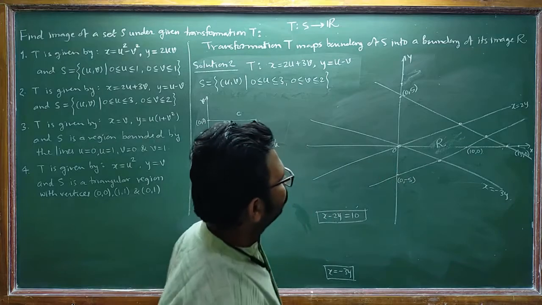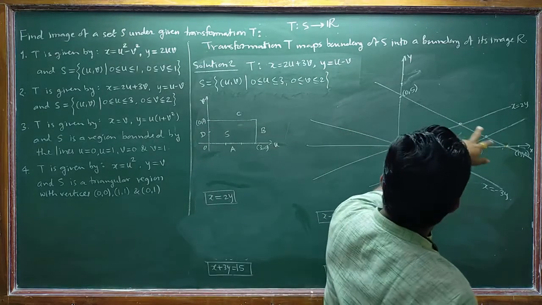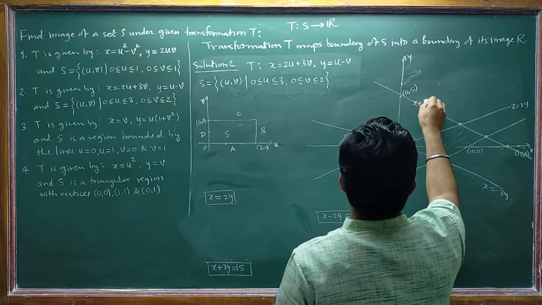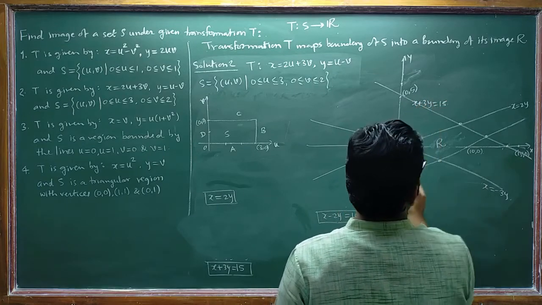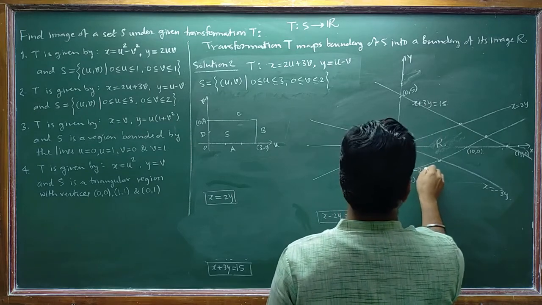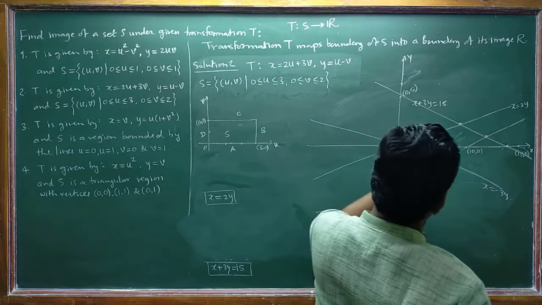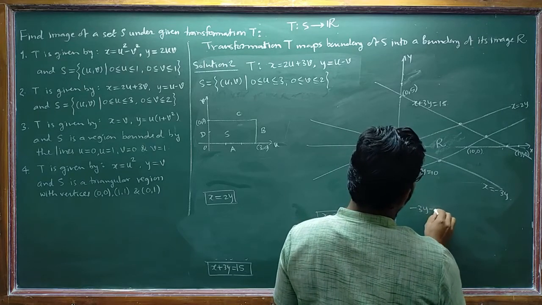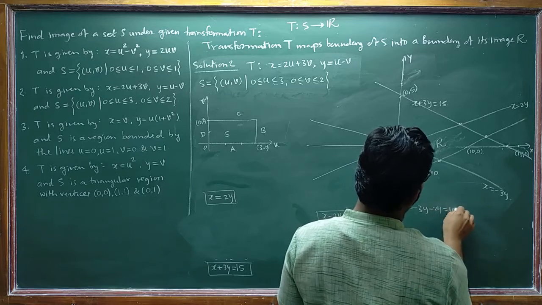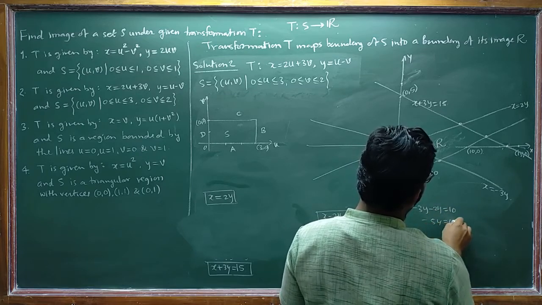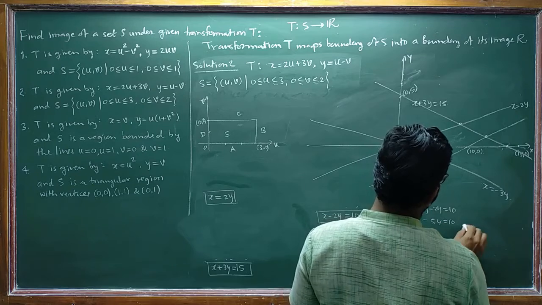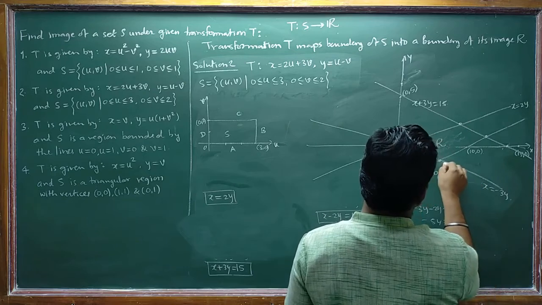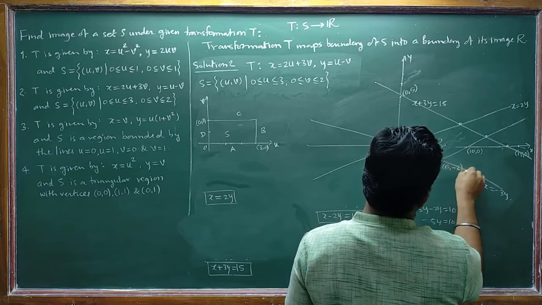equations. Okay. So this is x plus 2y. This is what? x plus 3y equal to 15. This is x minus 2y equal to 10. Okay. So the point of intersection of these two, x is minus 3y. Minus 2y is 10. So minus 5y is 10. So y is minus 2. So x is 6. So this is 6 comma minus 2.